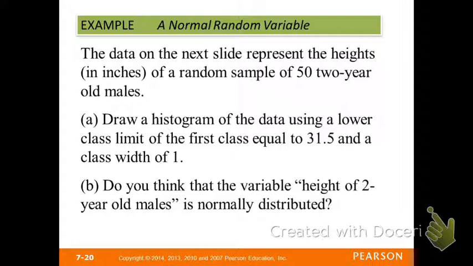Draw a histogram of the data using a lower class limit of the first class equal to 31.5, class width of 1. All right, so if we were actually going to organize this data, we're not. We're going to look at the graph that they've given us. Do you think that the variable height of two-year-old males is going to be normally distributed? Now, wouldn't we think that we've got 50? That's a pretty large number. Something that's natural, like height, shoe size, weight, those types of things in a population are going to approach normality. So do I think the variable height of a 2-year-old male is normally distributed? I would think that we could expect it to be normally distributed.